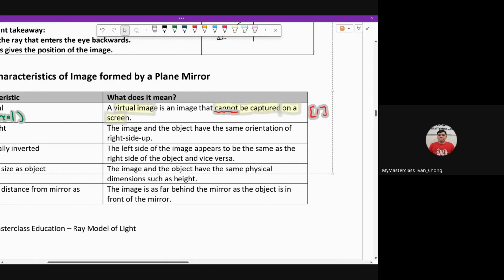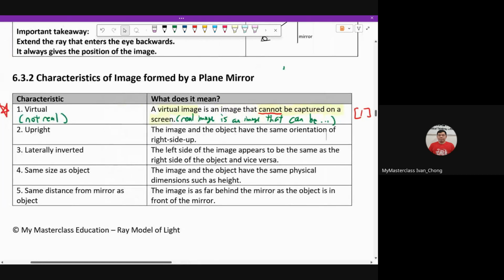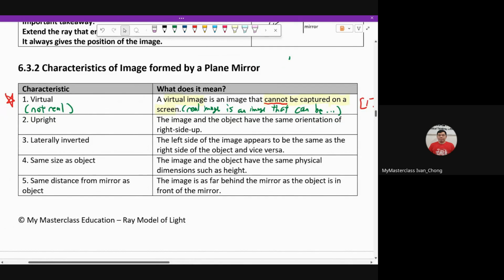And some schools, they like to actually flip it around. They'll actually ask you, okay, what is a real image? If you were to flip it around, a real image is an image that can be captured on a screen. Okay, so the only difference is virtual is cannot be captured onto a screen. Real is it can be captured on the screen. It's basically the opposite of what you see over here.